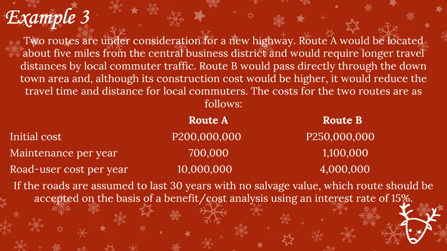Okay, so mas taas daw ang ruta nga A compared sa B. Okay, however, mas mahal ang construction ni B. Okay? So, naa silay mga details: initial cost, maintenance per year, road user cost per year. So, kung i-identify na ni diri sa class, kabalo na ta sa initial cost, kabalo na ta sa maintenance, this is a cost, si maintenance.